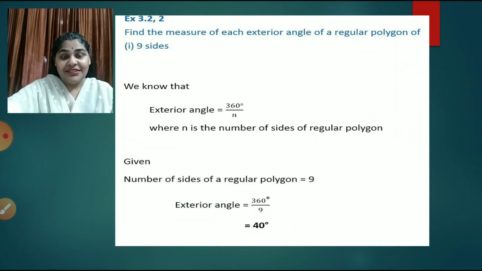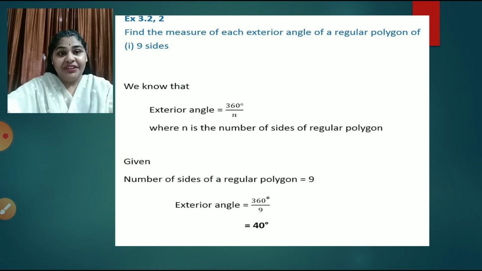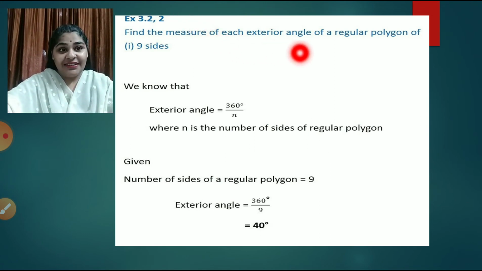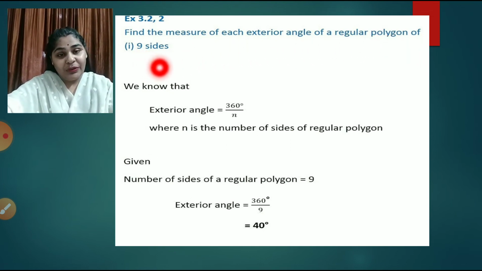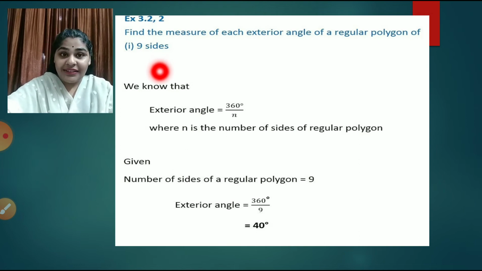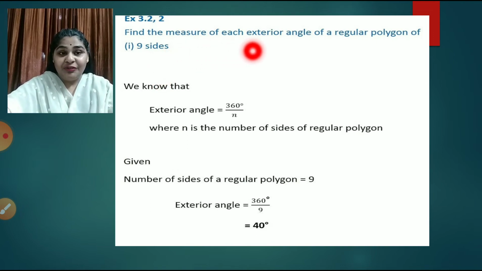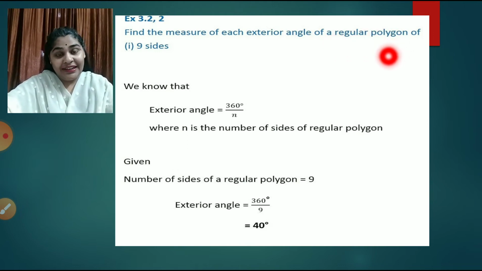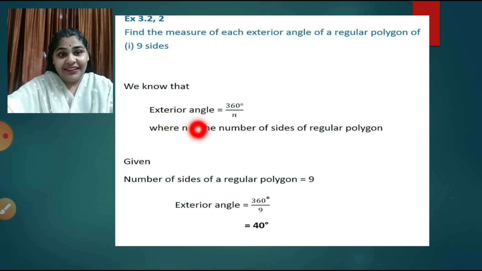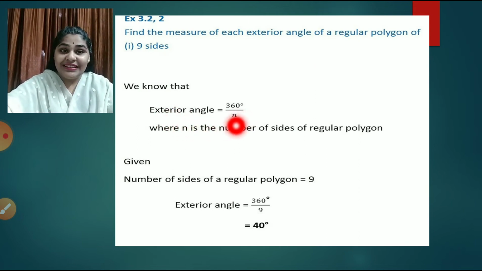Yeah, now this is question number 2. Find the measure of each exterior angle of a regular polygon, and the first one is 9 sides. Now here it is vice versa children, sides are given to you, all right, and you have to find the measure of each exterior angle. But you can see here it is mentioned it is a regular polygon, and already in the second slide I think I have told you, you can remember one formula, that is exterior angle is equal to 360 degrees divided by n.